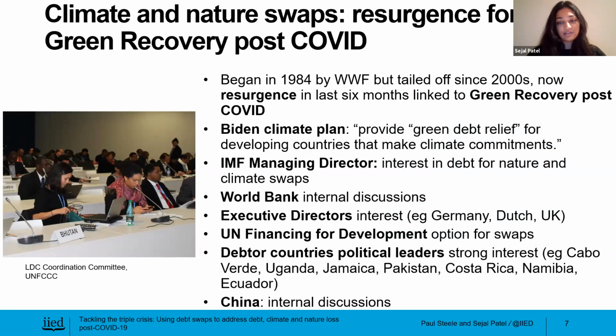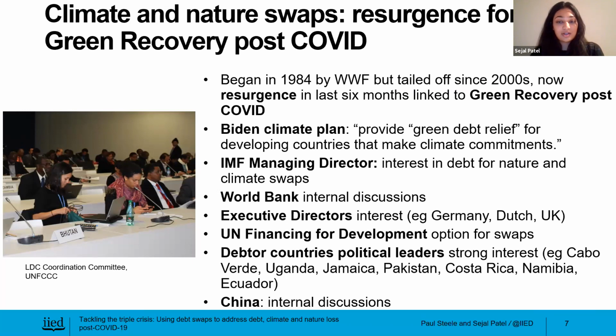And so looking at the history of swaps, swaps began around 1984, but tailed off as a mechanism since the 2000s. And there have been sporadic cases, but not anything with a lot of momentum. And in the green recovery post-COVID context, we're now seeing a resurgence of swaps as a potentially fit for purpose way of coherently dealing with the triple crisis. And so there's evidence of widespread interest.